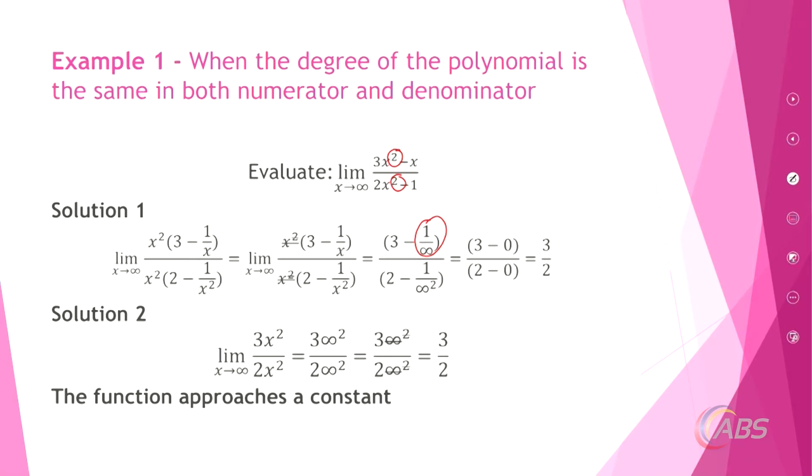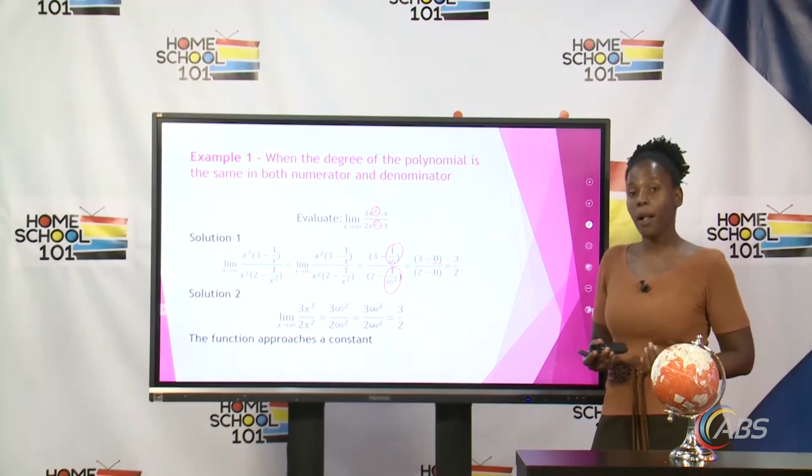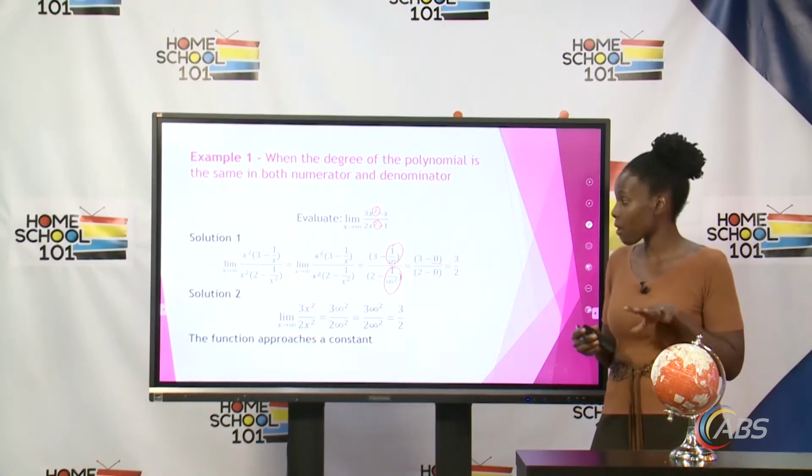So once we have a case where a constant is being divided by infinity, that becomes 0. So 1 divided by infinity and 1 divided by infinity squared would become 0. All we're left with is the constant 3 divided by 2, and that gives us our solution. So essentially, when the degree of the polynomial is the same, we end up with a constant.